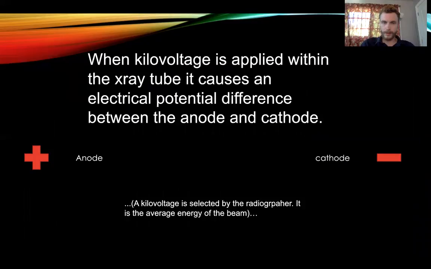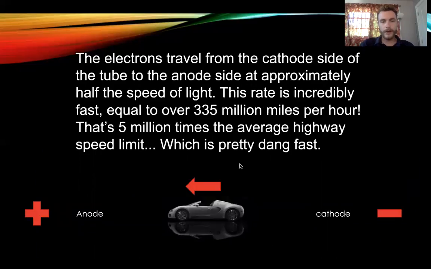So accelerating those electrons. A kilovoltage, or kV, is applied within that tube, which causes something called an electrical potential difference between the anode and cathode. As you can see here, we have the cathode side and the anode side within the tube. And this car here in the middle is going to represent our electrons that are moving from the cathode to the anode. They move at half the speed of light, which is incredibly fast.